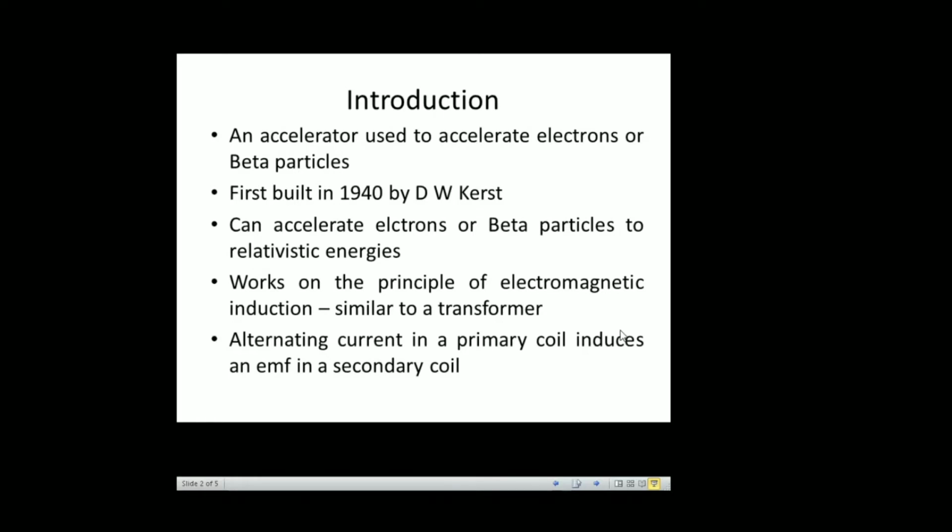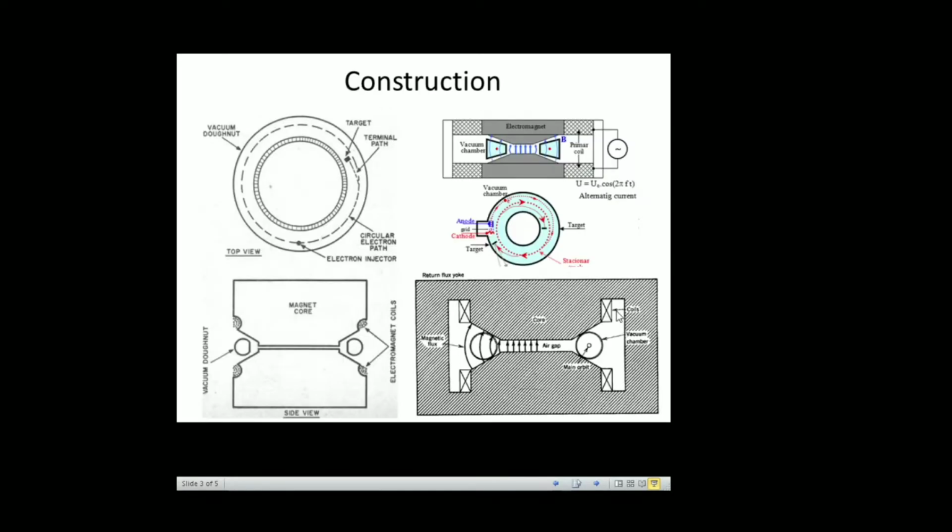Similarly, in the case of a Betatron, there is a primary coil surrounding an electromagnet. This is the basic construction of a Betatron. All these figures show the basic construction of a Betatron. It consists of a donut shaped chamber, which is placed between the poles of an electromagnet. These are the poles of the electromagnet. This is the side view, cross-sectional view. This is the top view.